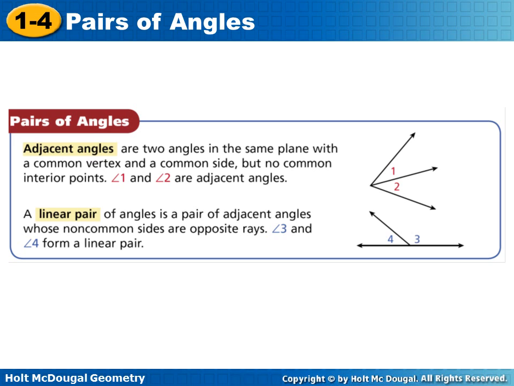A linear pair of angles is a pair of adjacent angles whose non-common sides are opposite rays. So a linear pair is a pair of angles that are next to each other and make a line.